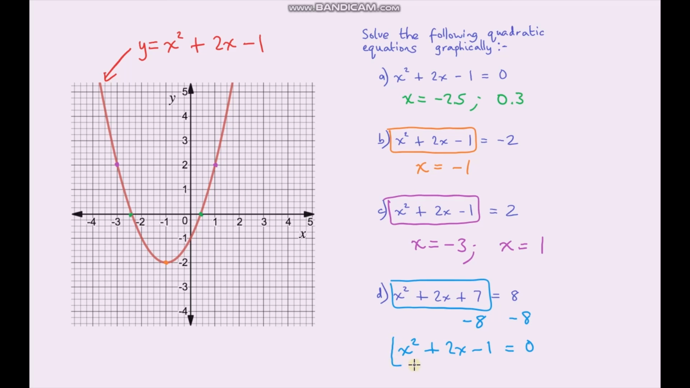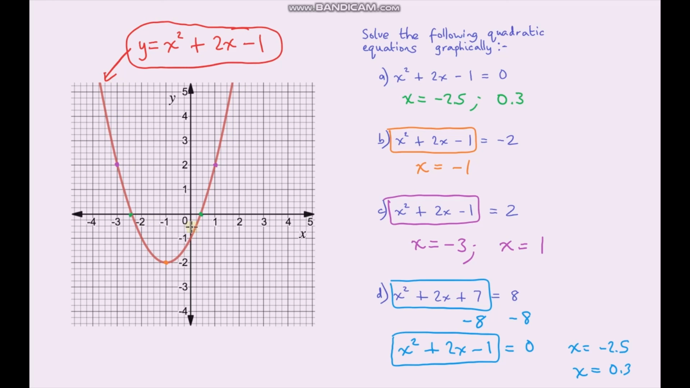So notice how now we've got exactly the same quadratic expression as what we had for each of these. And here it equals 0. So again, this is exactly the same as our first question. So our solutions are x equals negative 2.5 and x equals 0.3. So hopefully that gave you a bit of an understanding of how we solve quadratic equations graphically. So what we've done is we've just used the equation that was given to us and its corresponding graph, and then on that we've just identified the different points at which y equals different values.